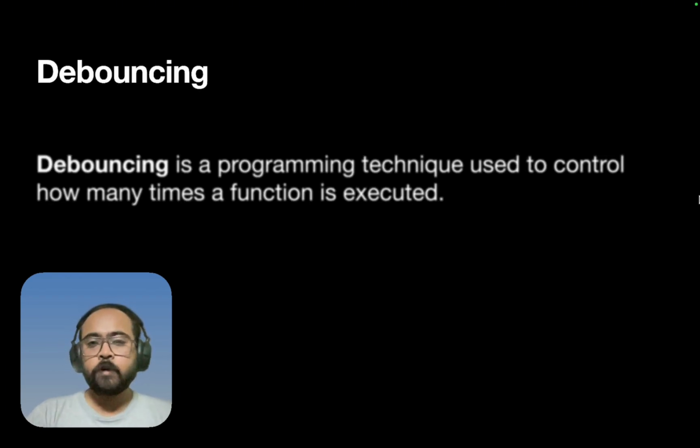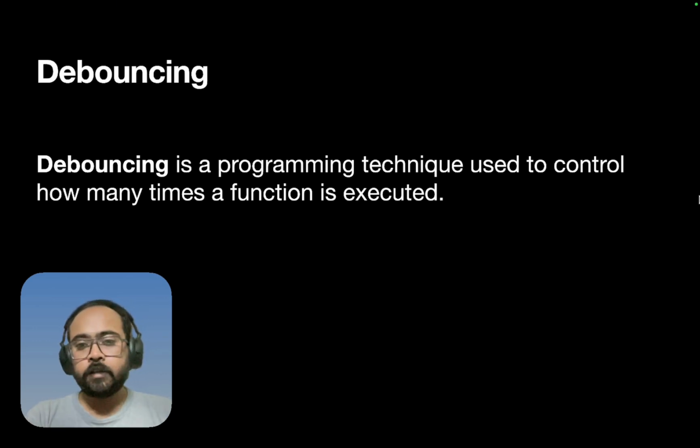If we go by the definition, debouncing is a programming technique used to control how many times a function is executed. That means, suppose you have a button. Every time you click on that button, that function is executed. But suppose you do not want the function to be executed as soon as the button is clicked. Instead, you want to wait for some time, and after that you want to execute the function. That is what debouncing does.